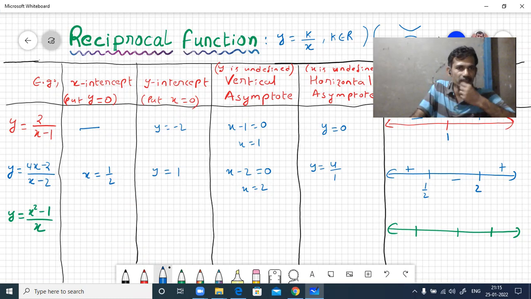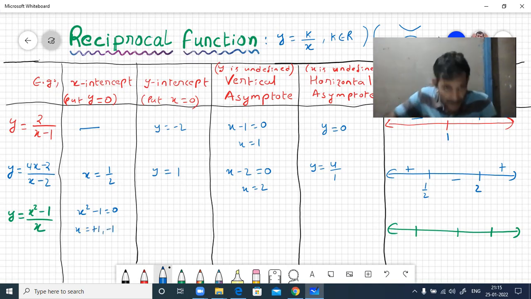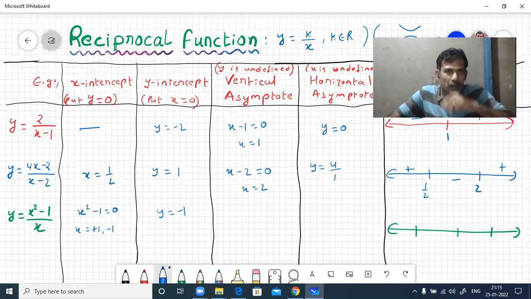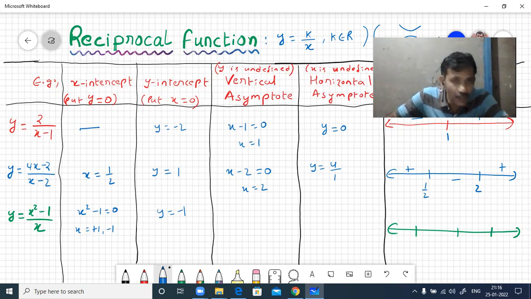If you want to find the x-intercept, keep y equal to 0, then x square minus 1 will be 0. Two x-intercepts will be there. You can factorize using a square minus b square, and x equal to plus 1 and minus 1. Two x-intercepts are there. And y-intercept means x equal to 0, but y is not defined, we can't take 0 in the denominator. So the y-intercept is not defined.